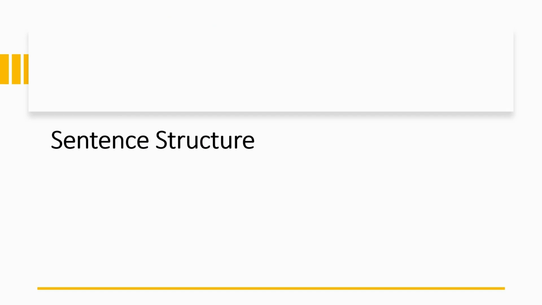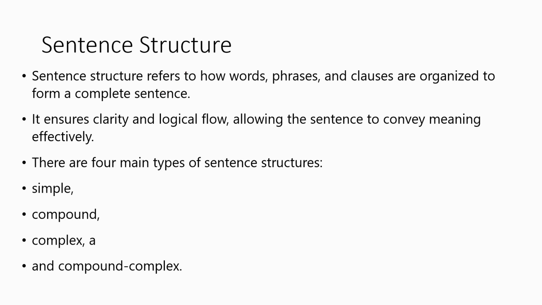Assalamu alaikum. Welcome back. In this video, we are going to talk about sentence structure. So, types of the structure of sentences and key elements of sentence structure. Sentence structure refers to how words, phrases, and clauses are organized to form a complete sentence. It ensures clarity and logical flow, allowing the sentence to convey meaning effectively. There are four main types of sentence structure: simple, compound, complex, and compound complex.